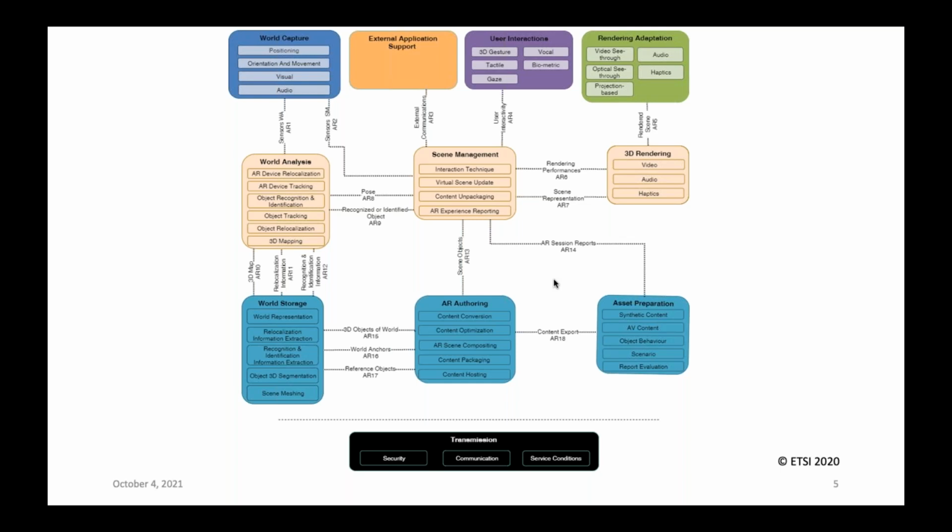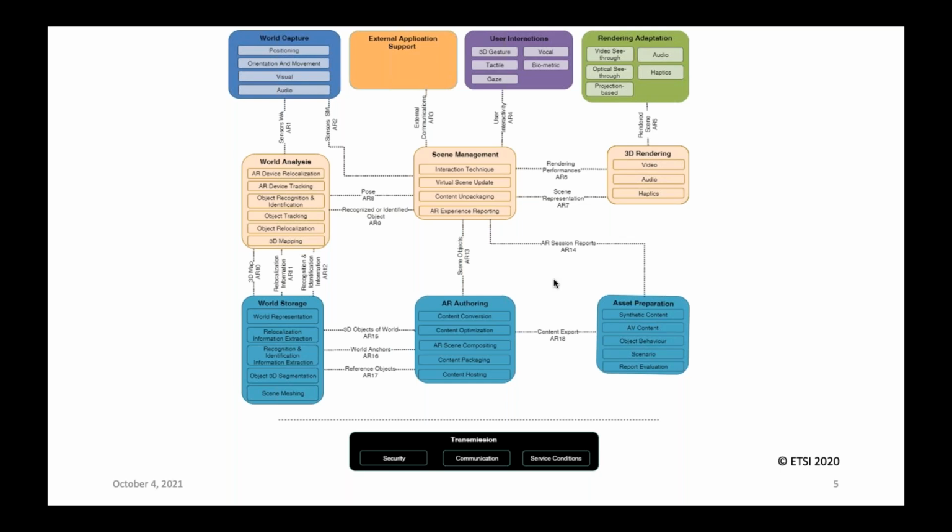And as you can see, across the top are the different exposures to hardware primarily, or to other resources, other external applications that interact with the real world. So world capture, user interaction. The tan blocks in the middle zone are what we think of as middleware, things that are happening very much in real time during the experience delivery.